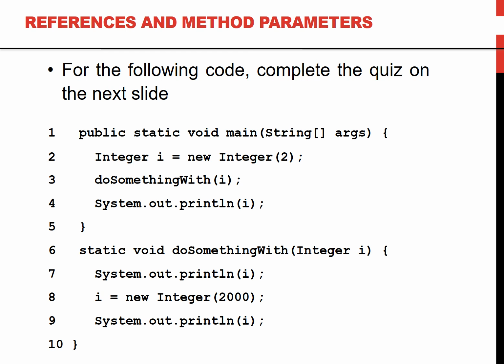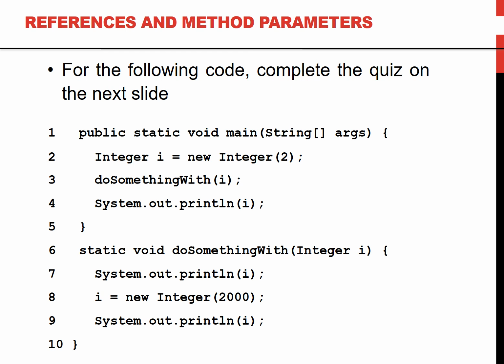If, however, we then assign a new integer value, so in line 8 you see that it says I is equal to new Integer(2000), then I will acquire a new address. So it'll point to another address in memory, completely separate from the original object when we said I is equal to new Integer(2).